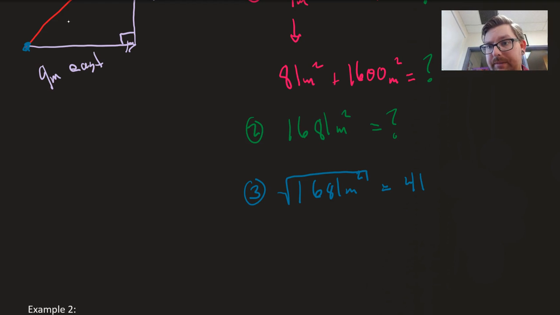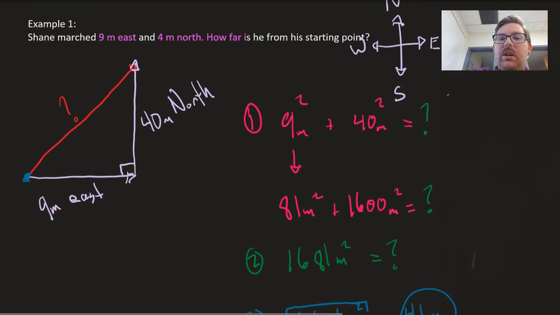I'm left with 41. All right. So that's actually my answer. Now what I need to do is put this in a word answer, because the 41 meters is the correct answer, but it doesn't really tell me a lot about my question. So you have to write a word answer to go along with it.